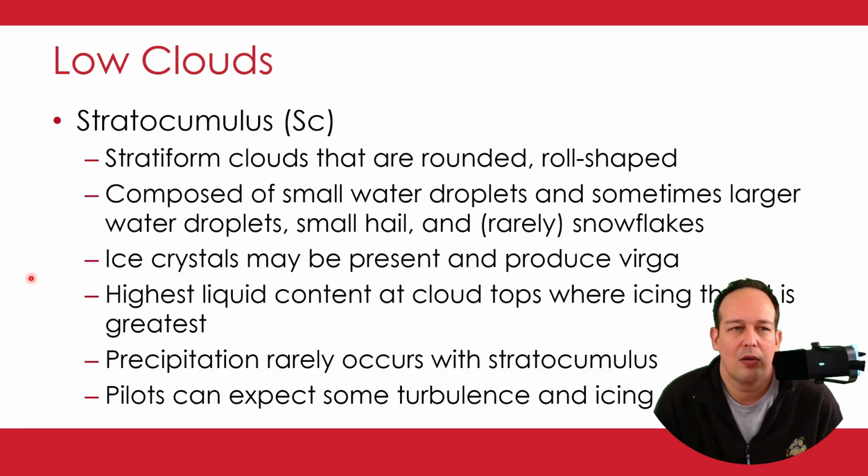All right, other low clouds include stratocumulus clouds. These are stratiform clouds that are rounded, roll-shaped, and they contain small water droplets, sometimes larger water droplets, small hail, and rarely they'll also include snowflakes. Ice crystals may be present, and these stratocumulus clouds can produce virga. So, virga, if you don't know what that is, we describe rain as liquid water droplets that reach the surface. But virga, that is liquid precipitation that evaporates before it reaches the surface.